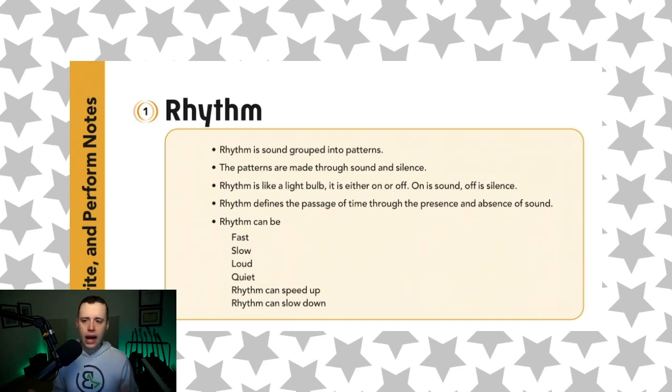If you think about it this way, we're not going to worry about whether a sound is low or high. We're just going to think, is there sound or is there no sound? Another way of thinking about this is binary, the computer language with ones and zeros. 1 is sound, 0 is silence. So when we think about rhythm, we're only going to think in terms of is there sound and is there silence, not what kind of sound is there. We'll get to that later. Rhythm defines the passage of time through the presence and absence of sound. Rhythm can be fast, slow, loud, quiet. Rhythm can speed up and rhythm can slow down.